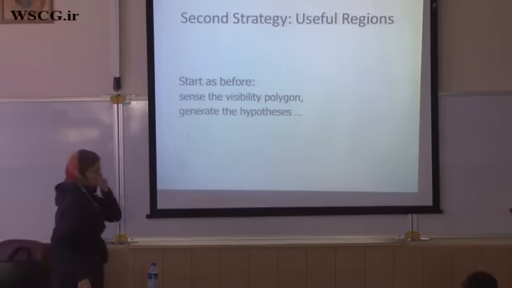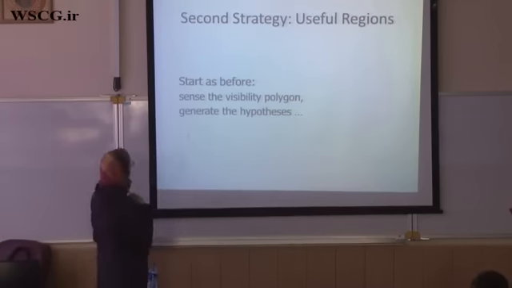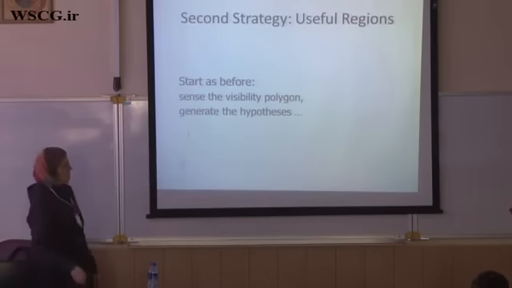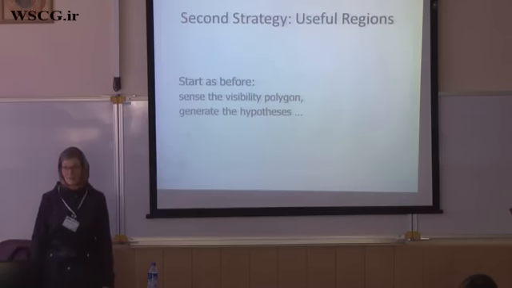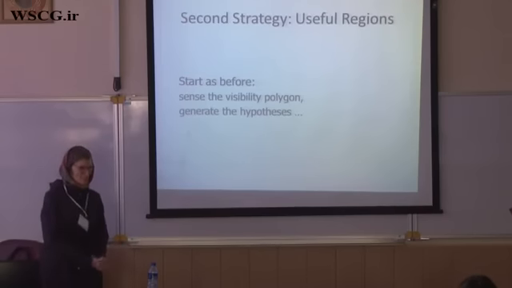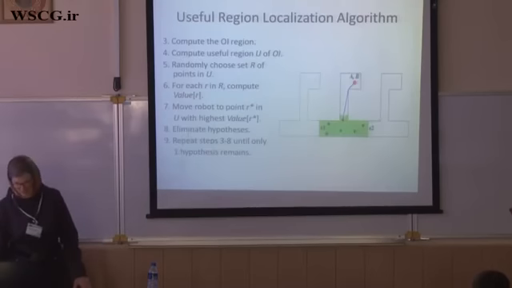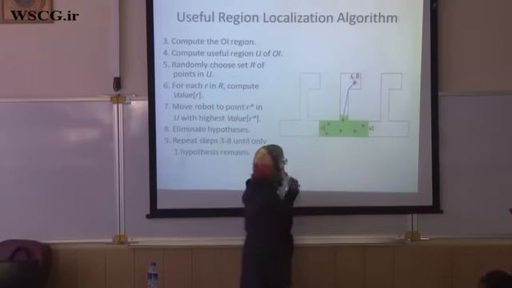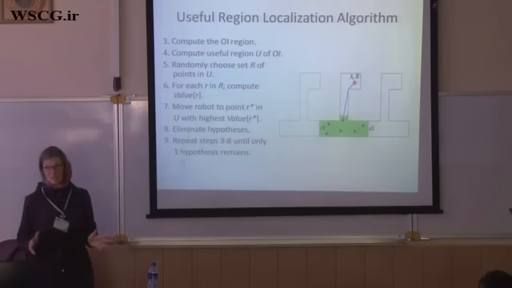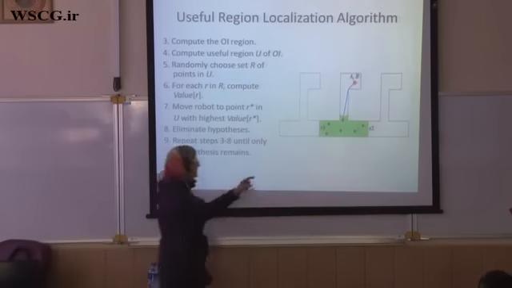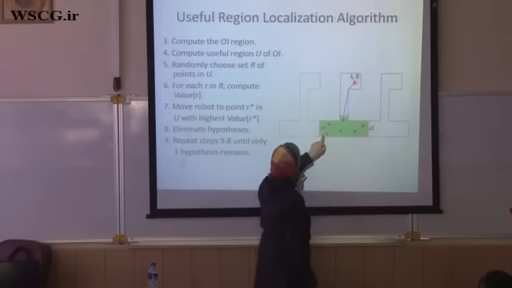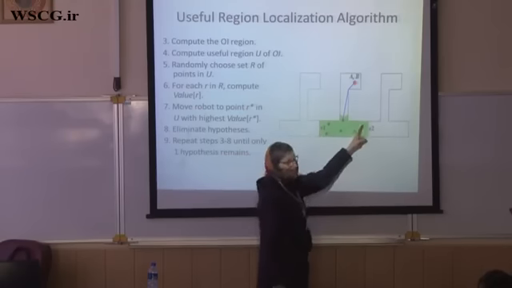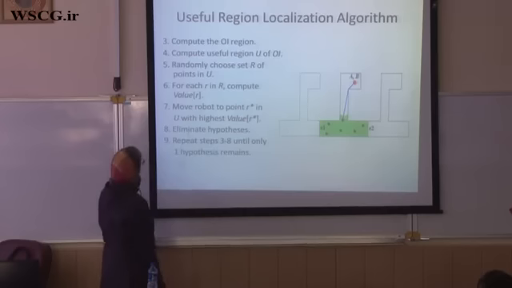Okay, so here's a second strategy for being sensible. It says this: start just like we did before, compute the visibility polygon, generate the hypotheses, but this time, and here we're going to use a little bit more computational geometry. We're going to say, look at the edges that aren't polygon edges, but are edges of that overlay intersection region, and compute which points can see them. So compute the weak visibility of these edges. And then take the union of those polygons that we generate.